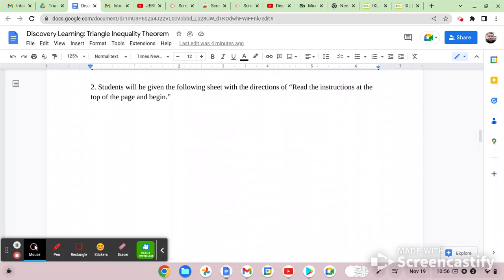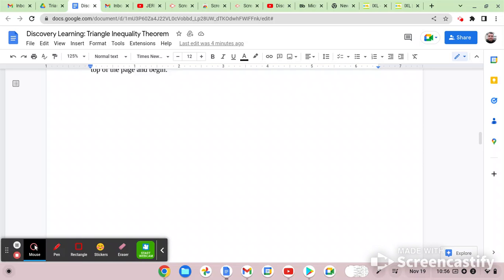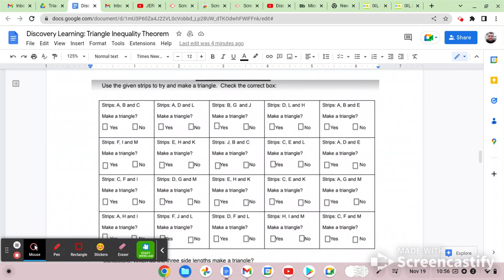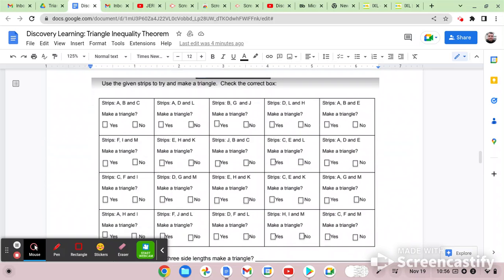Next, once we're all set, I'm going to give them the next piece of paper, and I'm going to give them the very specific instructions of read the instructions at the top and begin. They're going to be taking their strips of paper, like A, B, and C, those rectangles they've cut out, to actually try to form a triangle. It may take a little bit of going around to say, a triangle should have 3 vertices, and there shouldn't be any overlap, just to make sure that they understand what a triangle should look like for this activity. They're just going to be saying yes, it makes a triangle, or no.